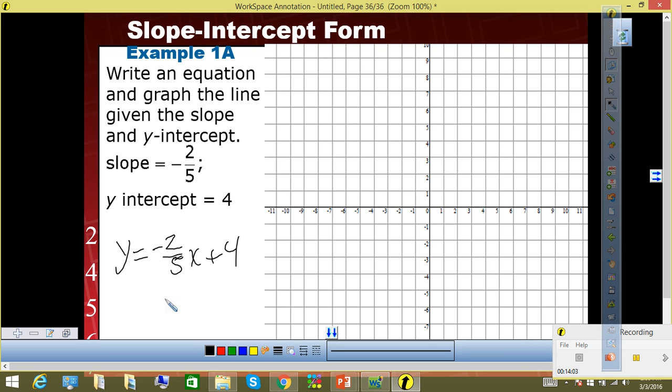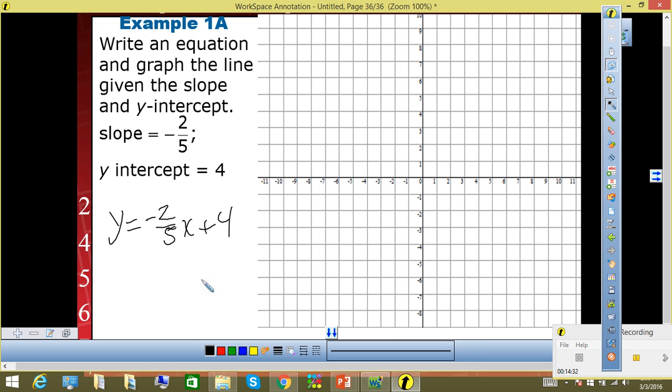Okay? Look up, please. Now, in the past, remember when we graphed, you made a table, didn't you? Well, now I'm going to show you a shortcut where you don't have to do all that work. So pay attention, please. Here it goes.